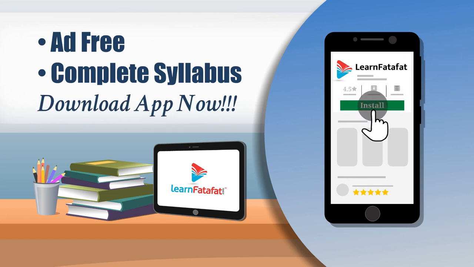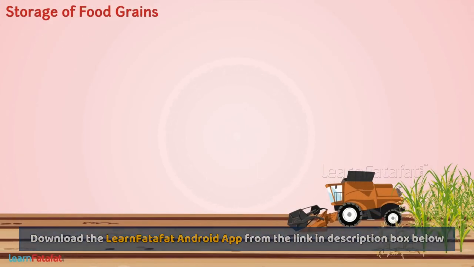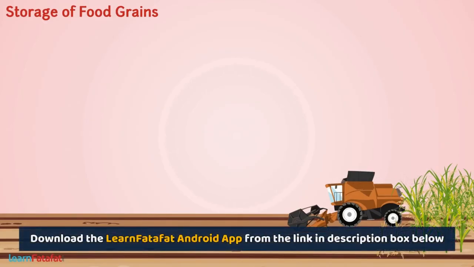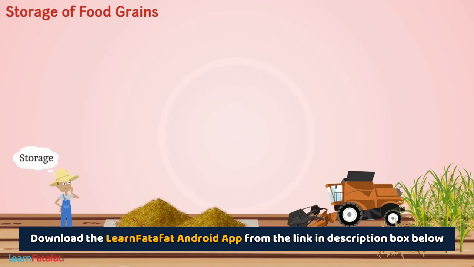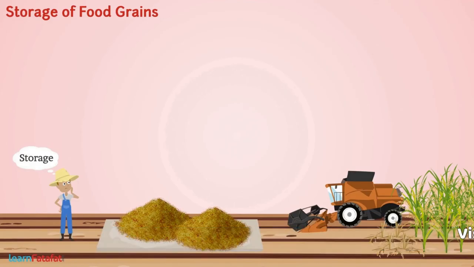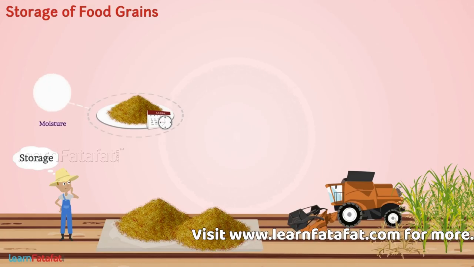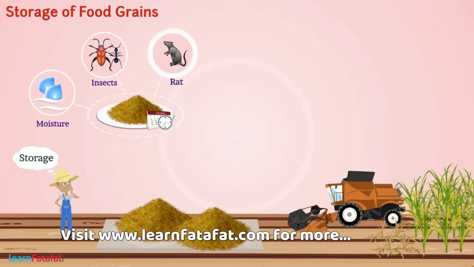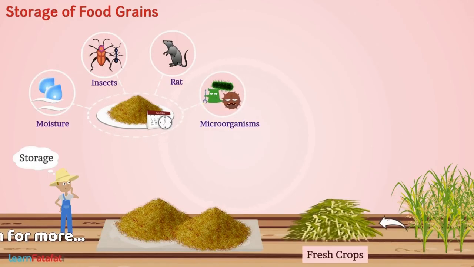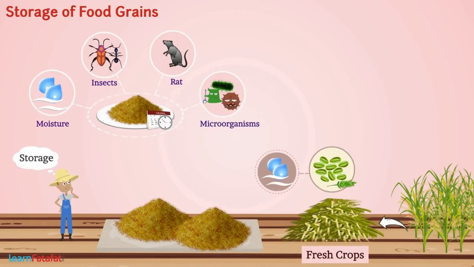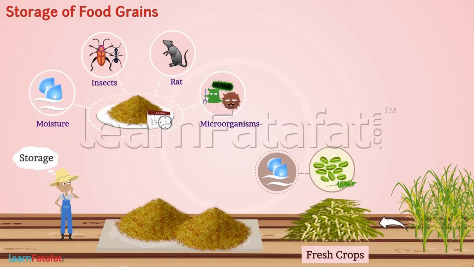Storage of food grains. Once farmer obtained grains from the crop, the next task is storage. To keep the agricultural produce for a long time, it should be kept safe from moisture, insect, rats, and microorganisms. If fresh crop contains moisture, then these must be dried in sun.